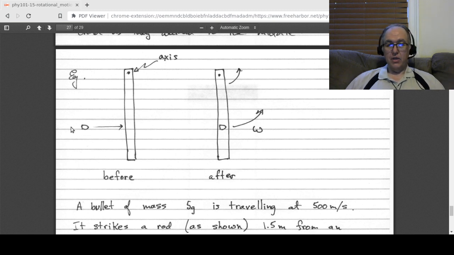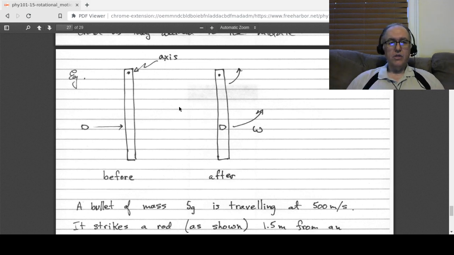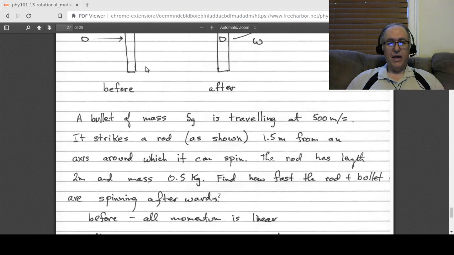Before the collision, there's just a bullet moving in a straight line. After the collision, the bullet and the rod are rotating. You can see that this is both a linear and angular momentum problem. Why? Because before the collision, all the momentum is linear, the bullet is just moving in a straight line, and then after the collision, it's angular. You go, wait a sec, you didn't give me a formula that equates angular and linear, so how do I connect the two? Well, we'll see.